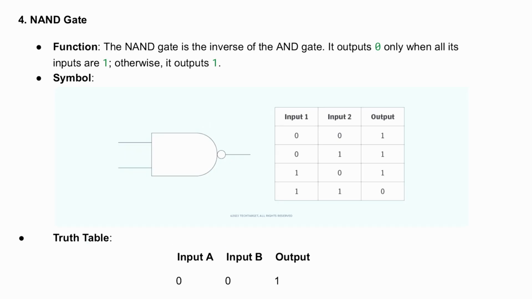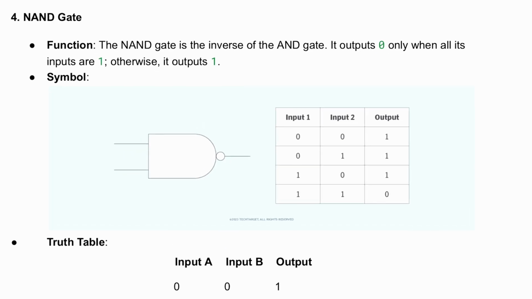Now next comes the NAND gate. The NAND gate is basically the combination of the AND gate and the NOT gate, and its symbol is like this.